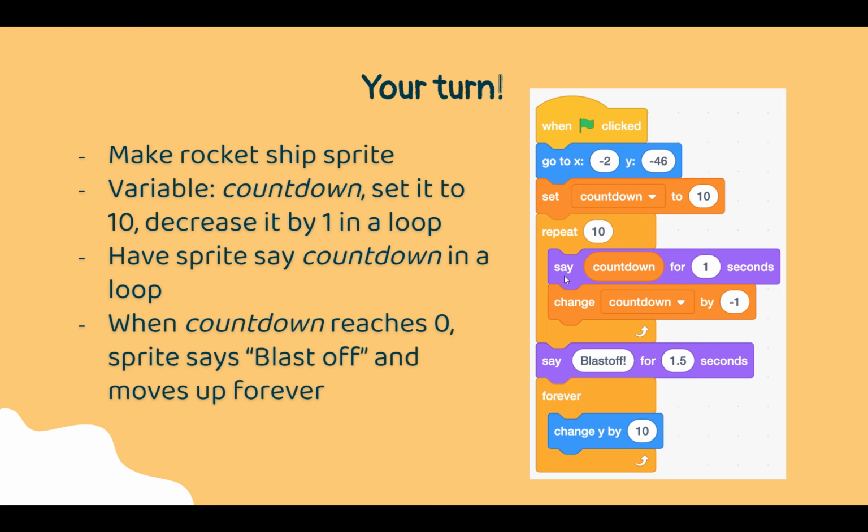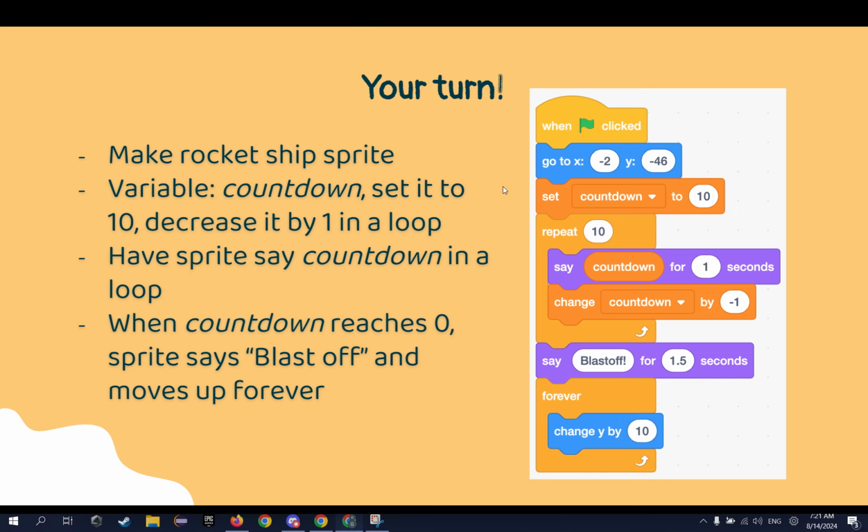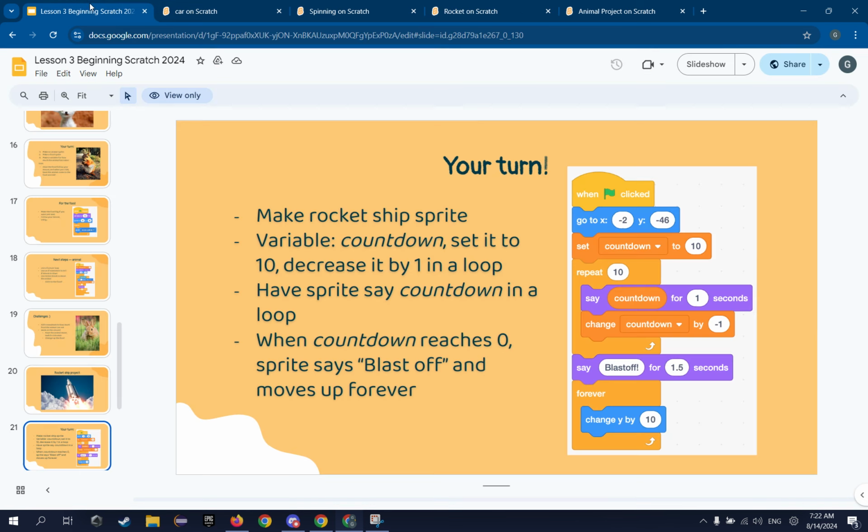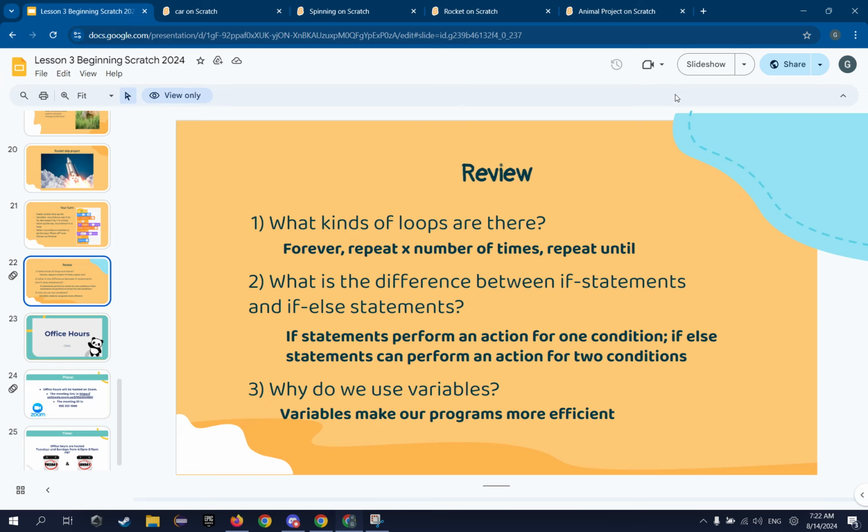So I'll let you guys pause, and then you can work on this part, and then I'll show you what that looks like. Okay, so if it worked out correctly, it should look something like this. This is the example code we have, where if we press start, we have this countdown variable. It's counting down from 10, 9, 8, 7, 6, 5, 4, 3, 2, 1, and then blast off, and then it flies away. Perfect. So now we have a quick review.